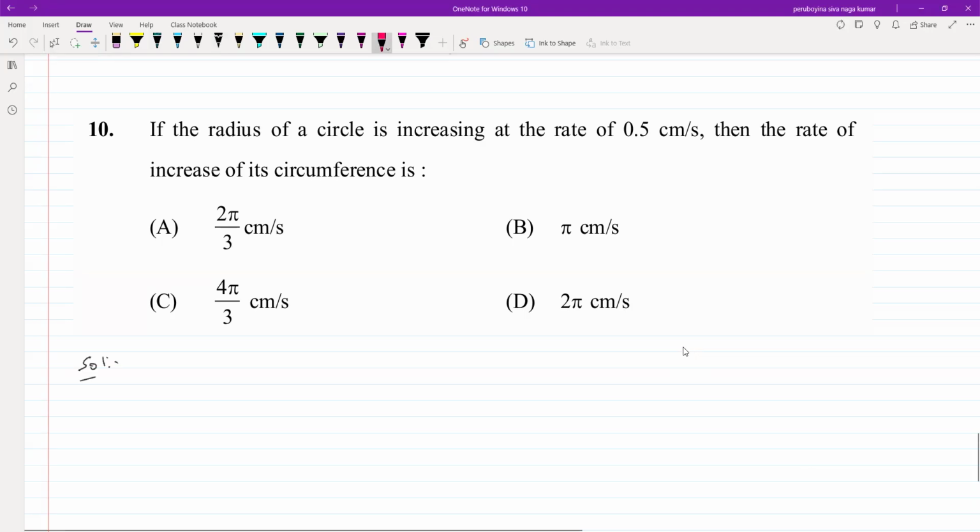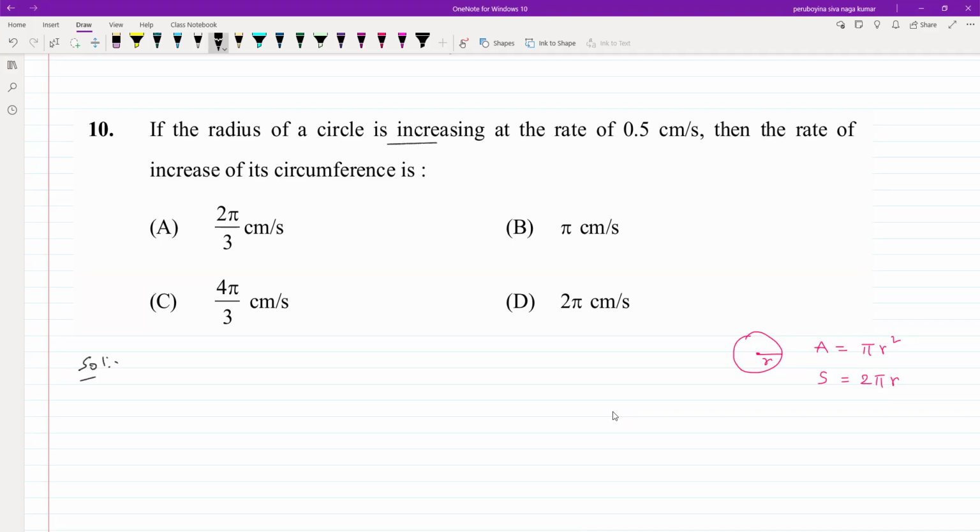So for a circle, mostly this is the shape of a circle. If the radius is r, then its area formula is pi r square. And S indicates the perimeter of the circle, then it will be 2 pi r. So what we will do is, we will understand the given problem.